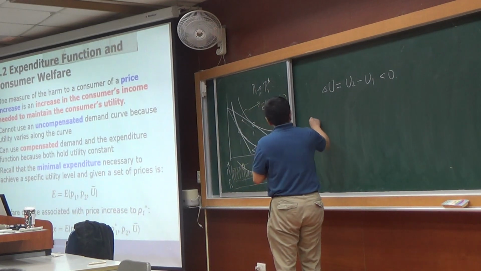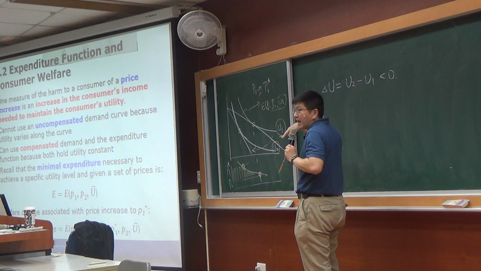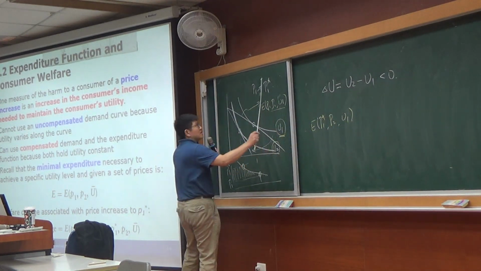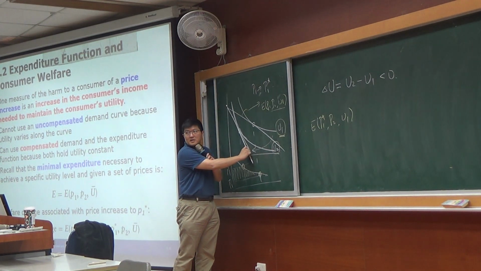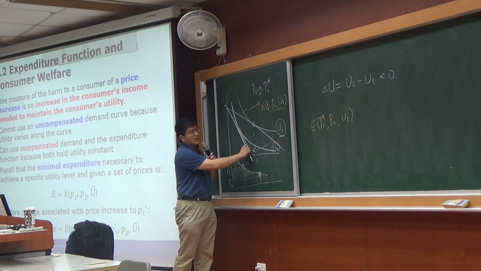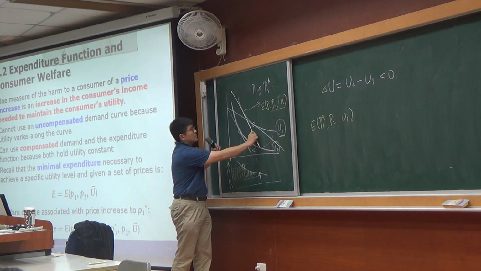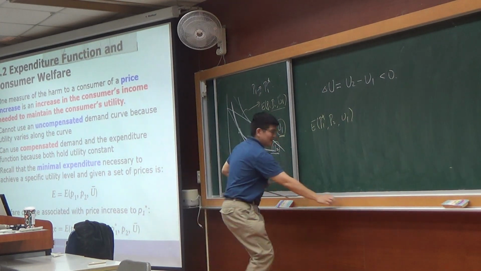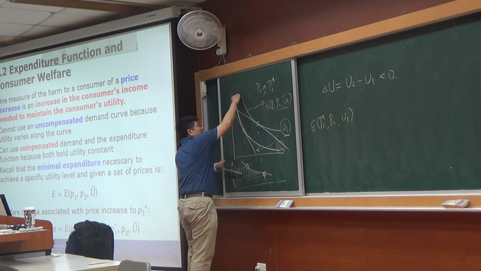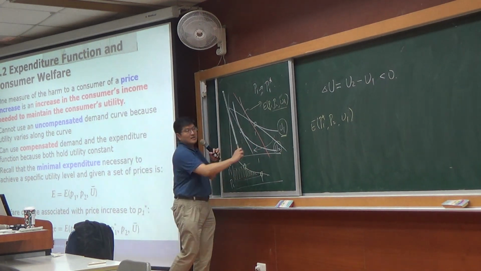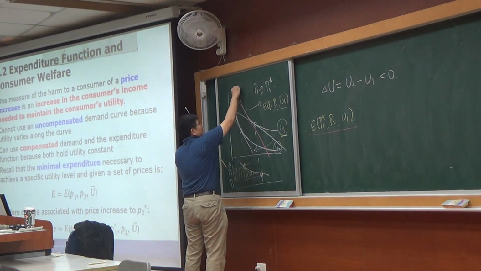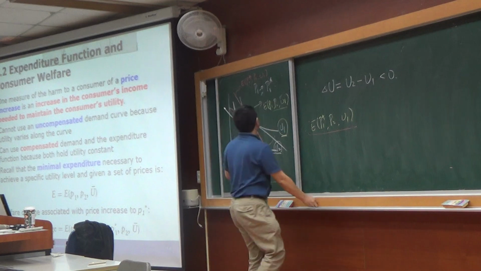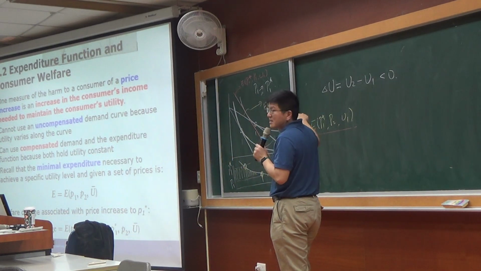Then what about E of P1 star, the new higher price, the old P2, and U1 again. Now we know the change in price will change the slope, the new MRT, however we still want U1. This corresponds to E of P1 star, P2, U1. Which one do you think is higher? This or this?